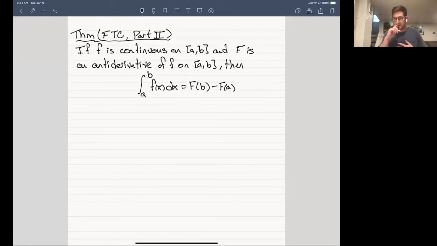So this gives us a relationship for definite integrals. The previous part 1 gave us a way of constructing antiderivatives. So we should think about this in an appropriate way: part 2 tells us that if we know an antiderivative, but part 1 gave us a way to find that antiderivative. So you should keep these things in perspective. Let's do the proof here.